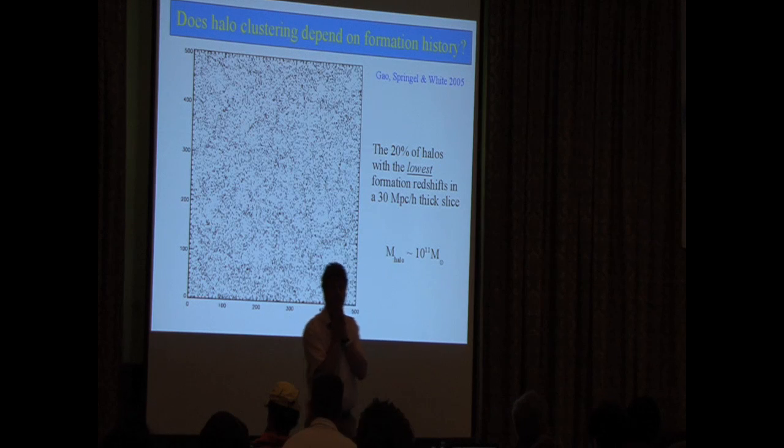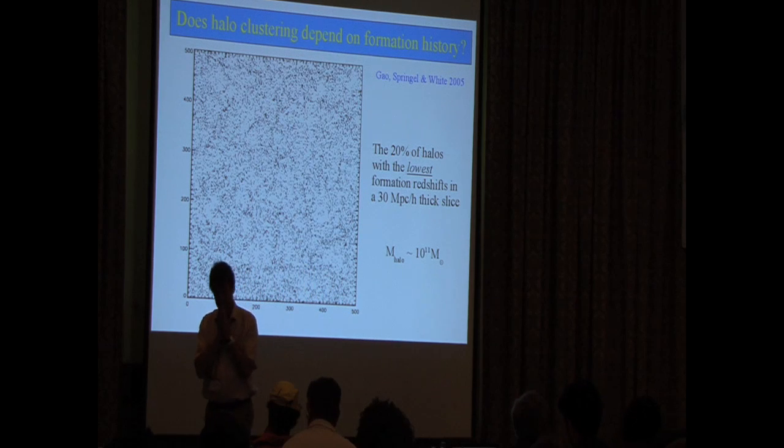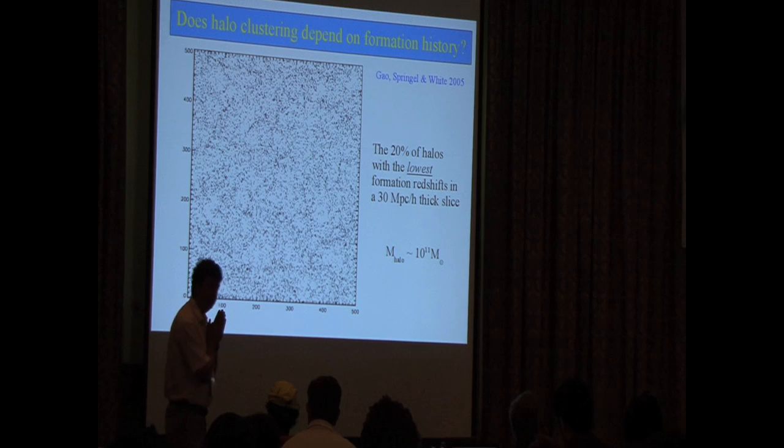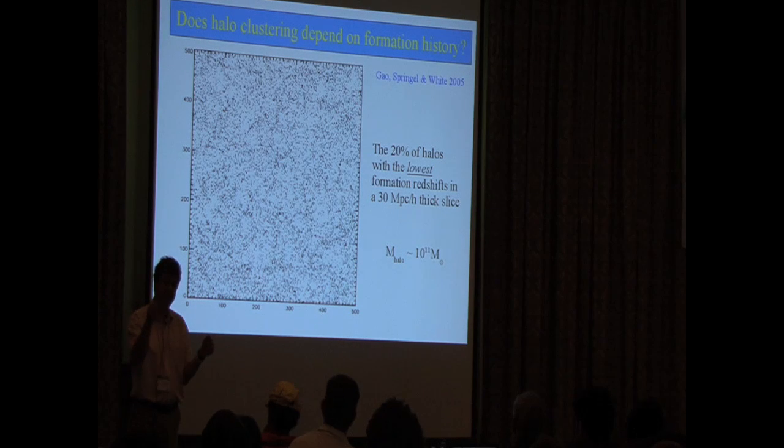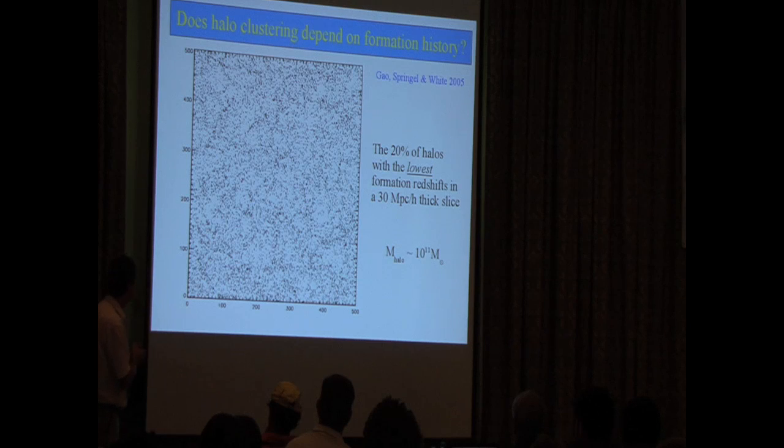Okay, here's another test of this model. I told you the model predicts the clustering, the environment of an object doesn't depend on how it was assembled. It only depends on its mass. If you know its mass and its redshift, then its clustering should be specified. So here's all the halos above 10 to the 11 solar masses in a thin slice through the Millennium simulation, except it's not all of them, it's only 1/5. And in particular, I've taken the 5th which were assembled most recently.